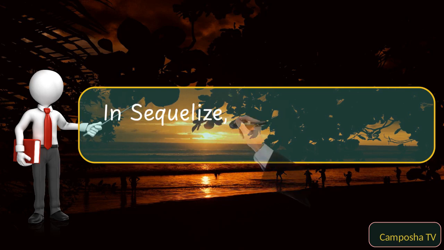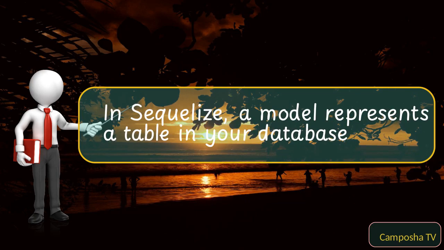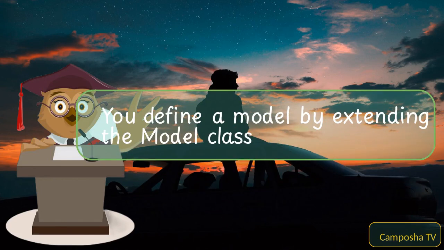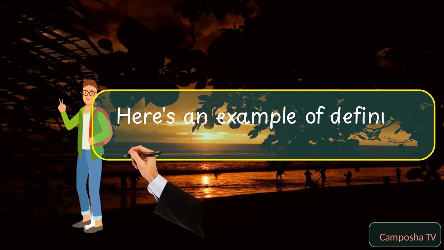In Sequelize, a model represents a table in your database. You define a model by extending the model class. Here's an example of defining a user model.